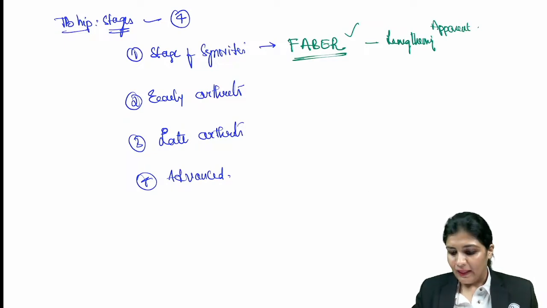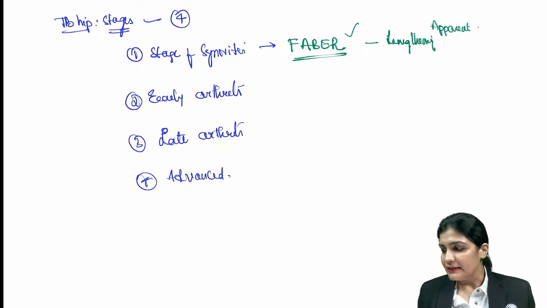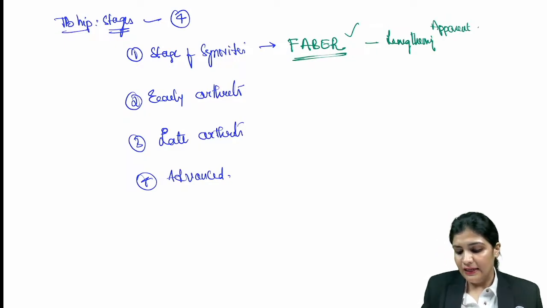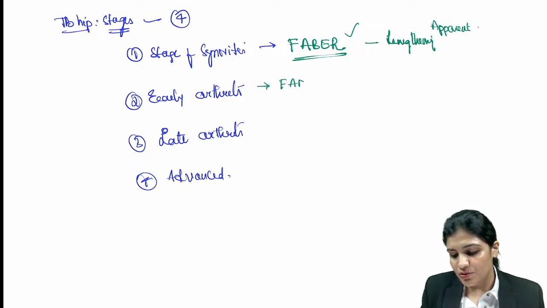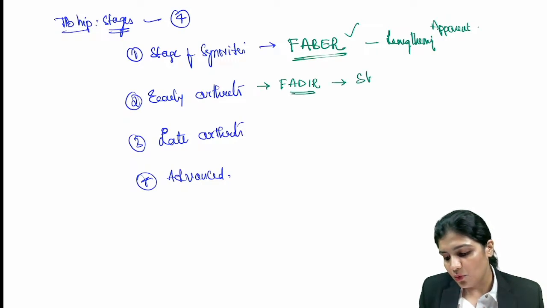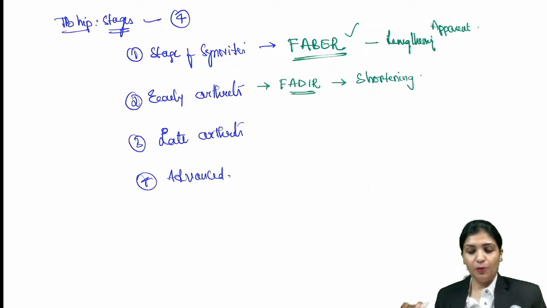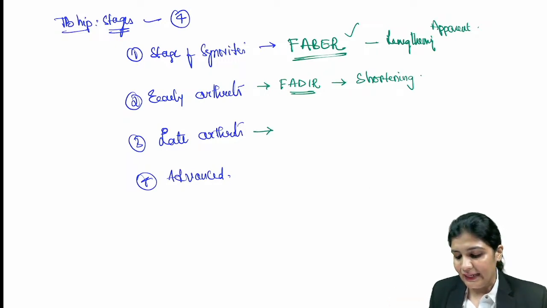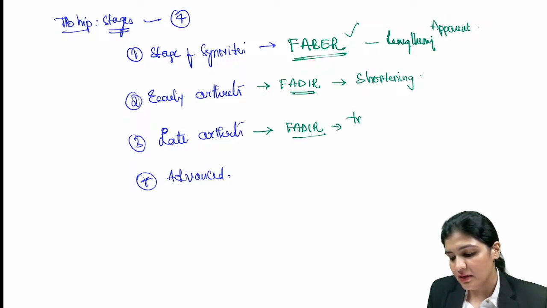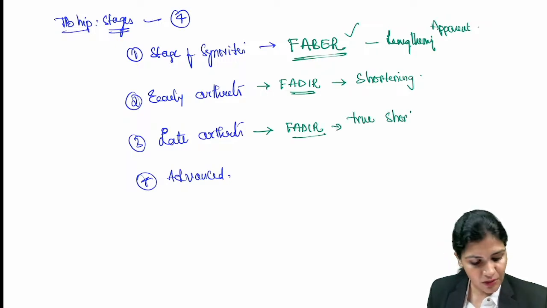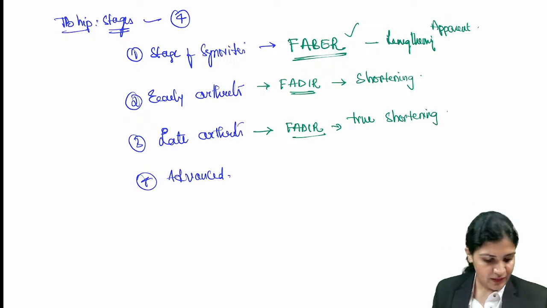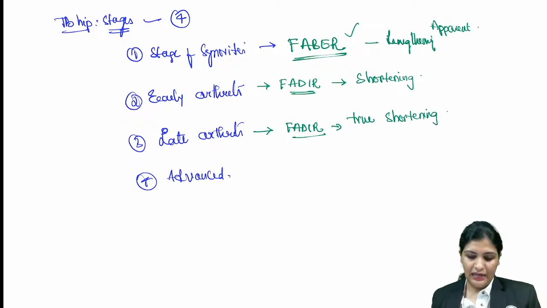And then you see the stage of early arthritis. Again there is an attitude change, that it becomes FADIR. Now there is some amount of apparent shortening, because there is involvement of the bone. Then late arthritis, again FADIR, but here you see what is called true shortening. Yes, early arthritis is FADIR. Yes, Khan, it is right.